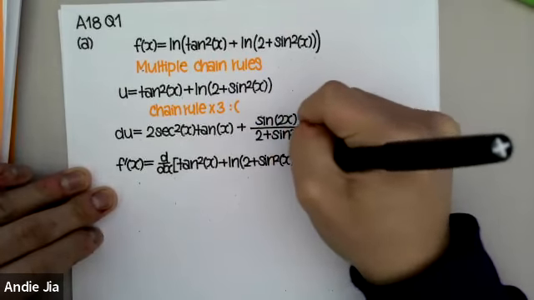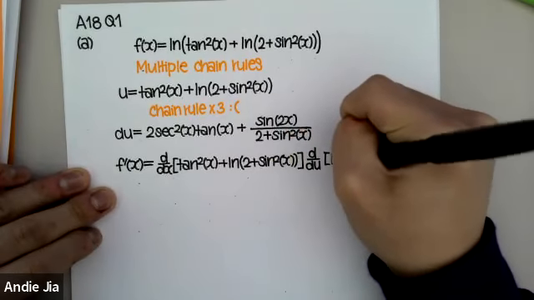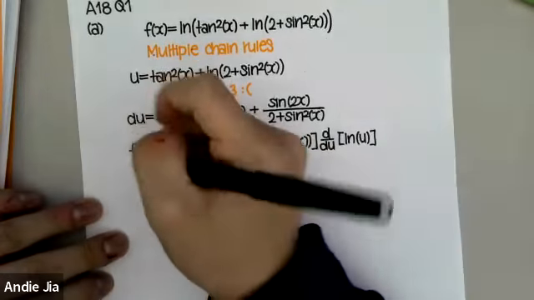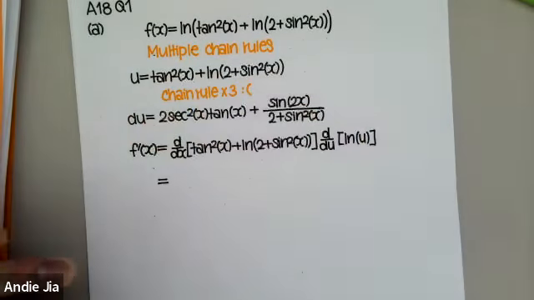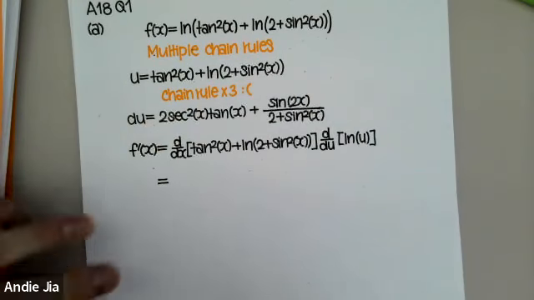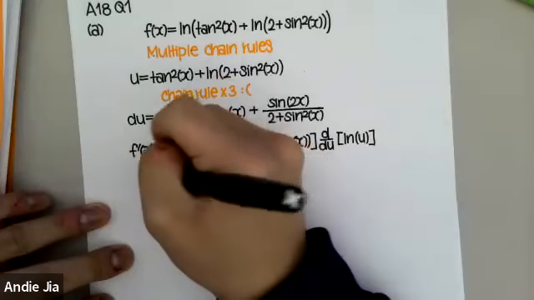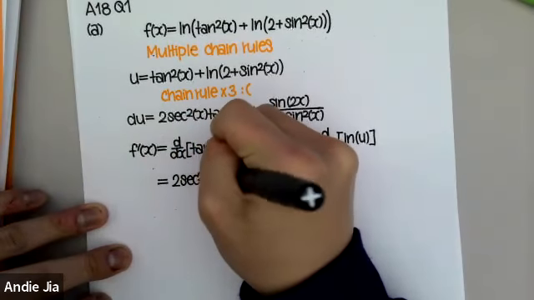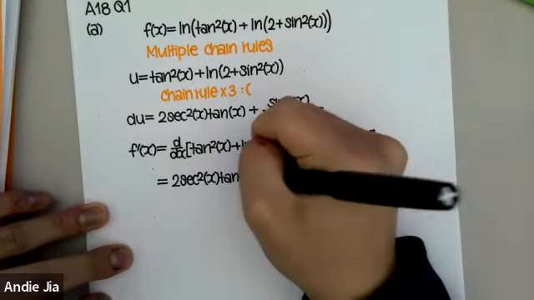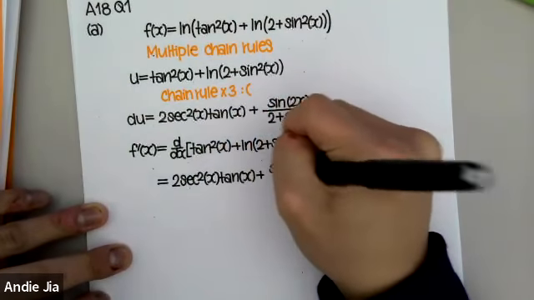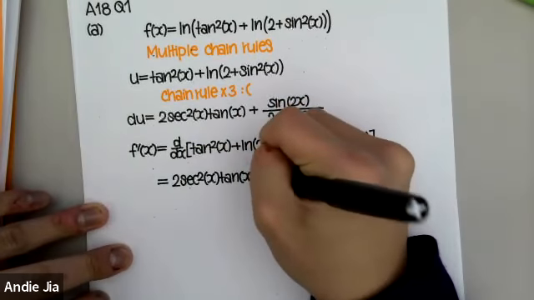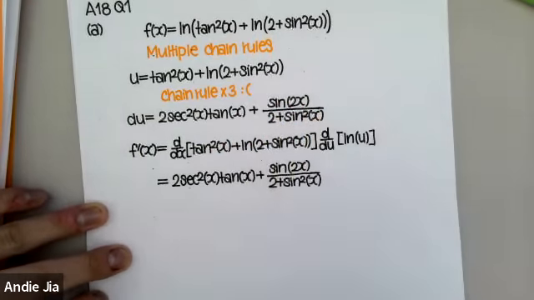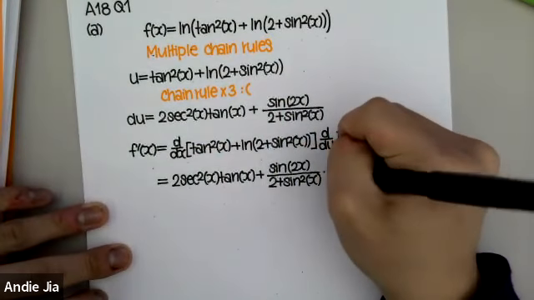And then du for the natural log of u. And then we have, wow, this mess. Change the x plus sine of 2x, 2 plus sine squared of x. And then we have 1 over u.